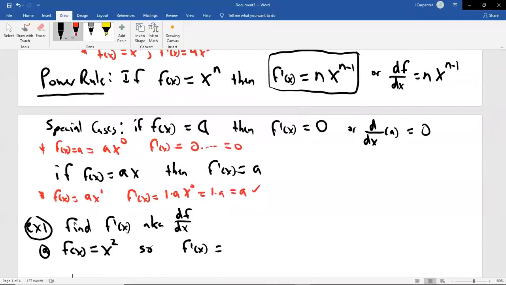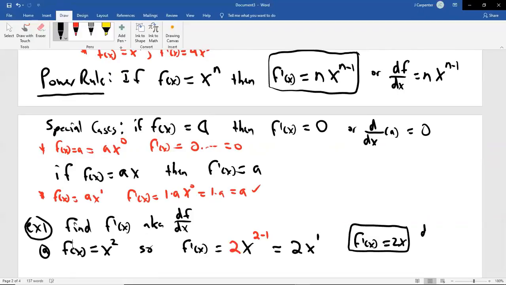So the 2 comes out front. Then we leave our x, and its exponent should be, we take the original exponent of 2, and we drop it by 1. So this is 2 times x to the first. No one ever writes an exponent of 1 in an answer, though. So that says f prime of x is 2x, the same thing that we got previously. Or if you want the new notation, df dx is 2x. Those are the same thing, just different notations.